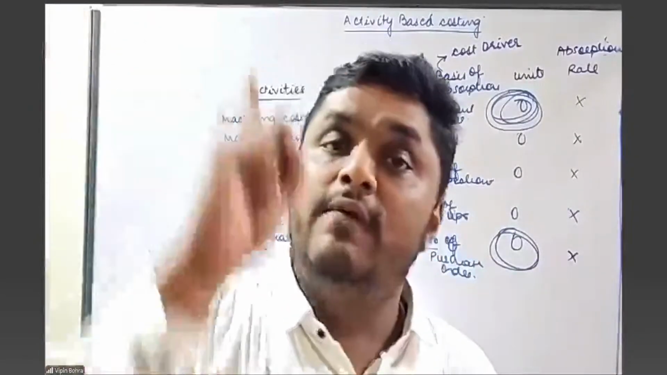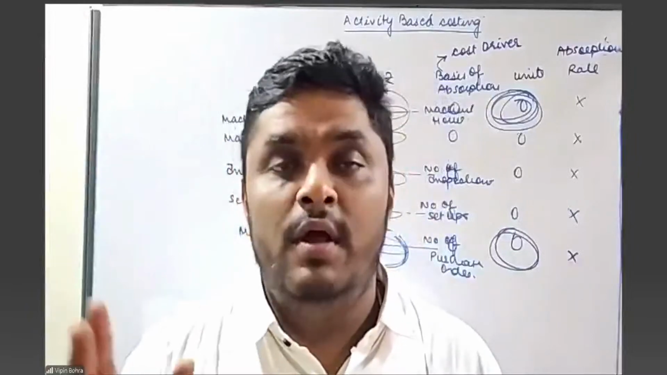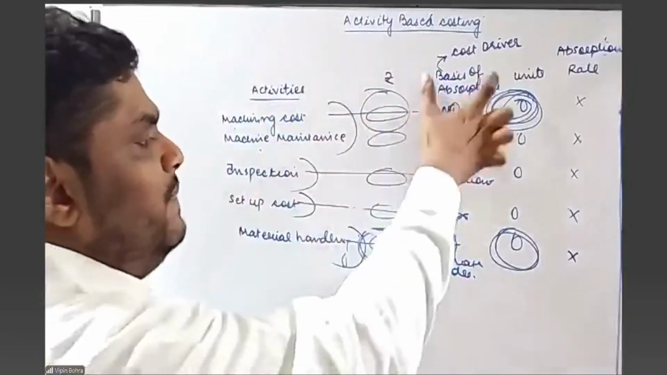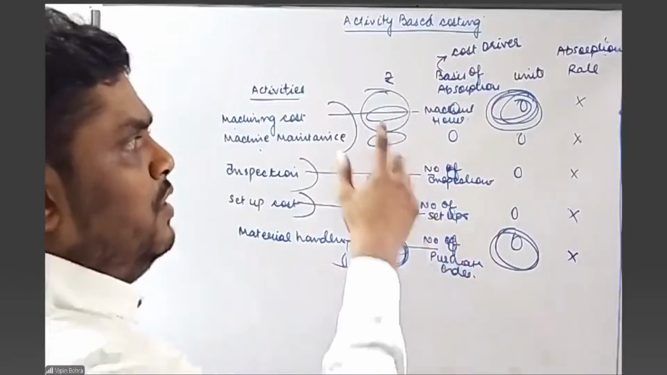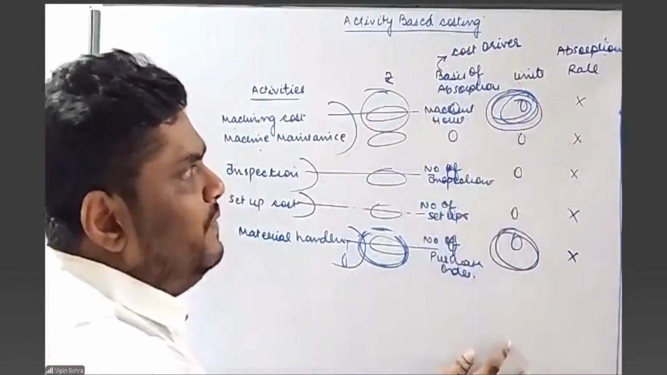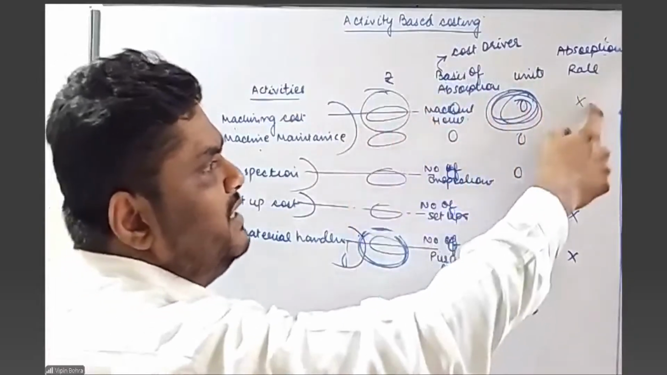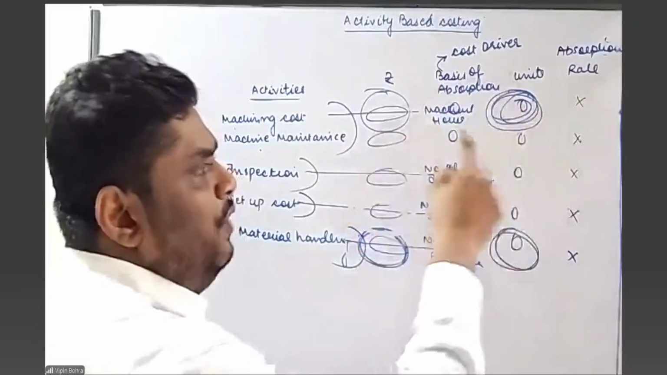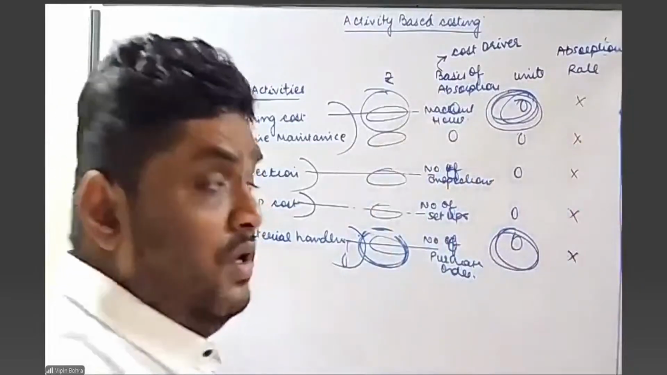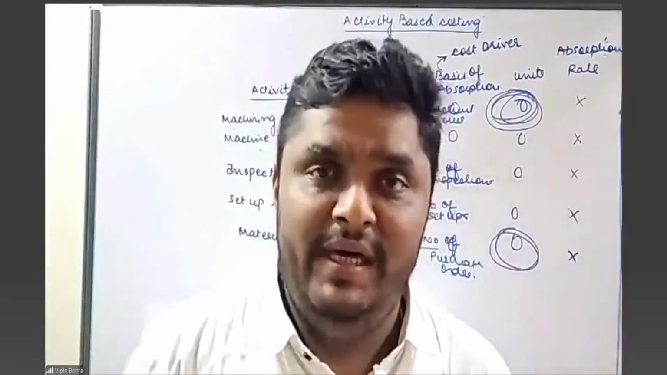In overheads there was only one basis of absorption, but in activity based costing, for every activity there will be a separate basis of absorption. So once the basis of absorption is identified, the units will be given. Amount divided by units, we will get the absorption rate. So this is the concept of activity based costing.